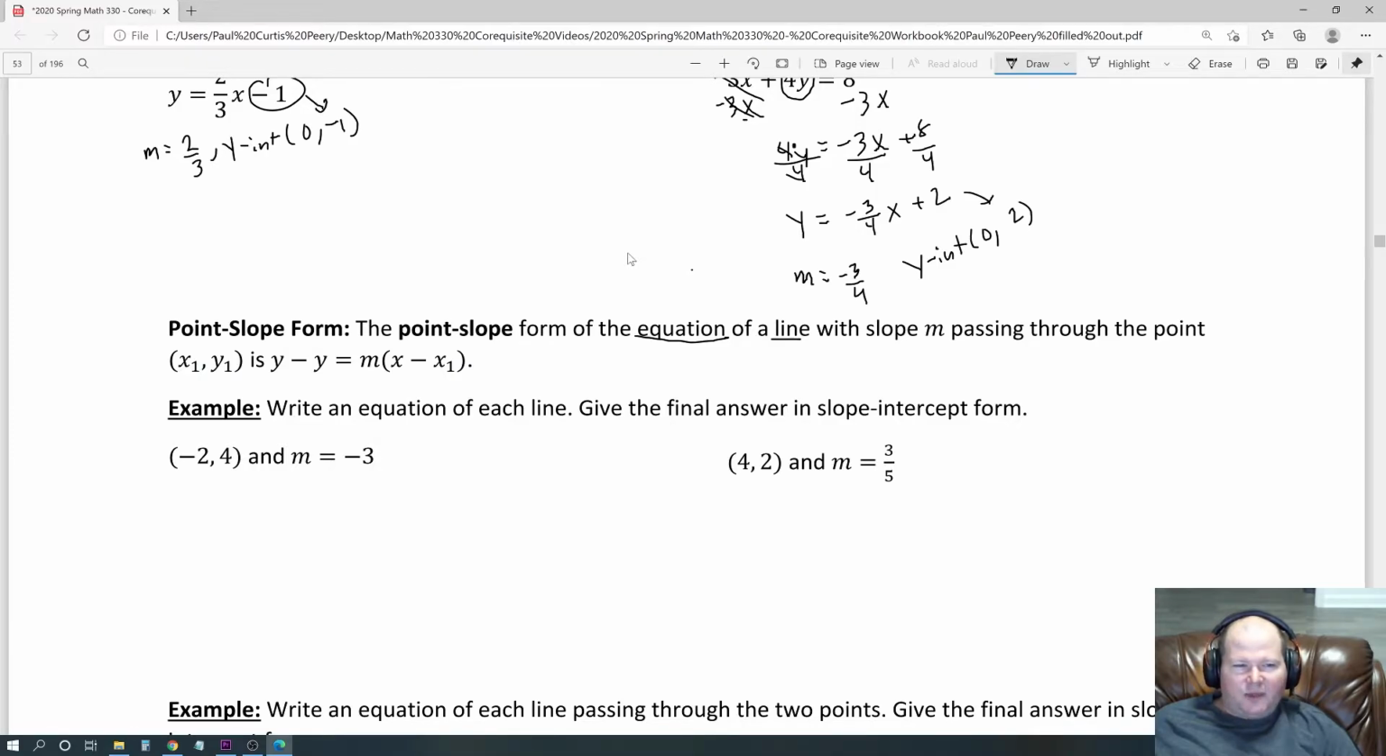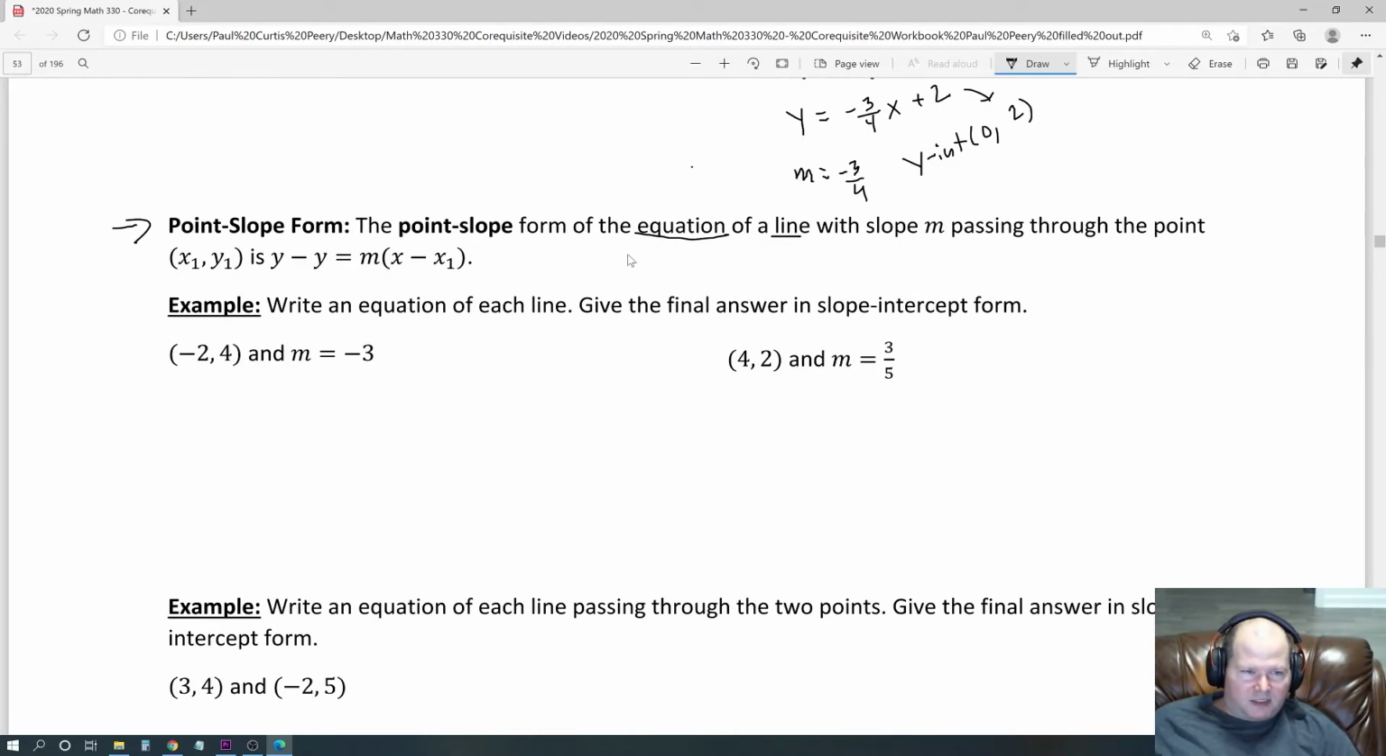Okay. So again, we need to memorize the point slope form, and we're going to use this form to come up with our own linear equation. But to come up with our own linear equation, given the point slope form, we have to find a point and a slope. We have to know that so we can plug it in. Okay, so let's try this.